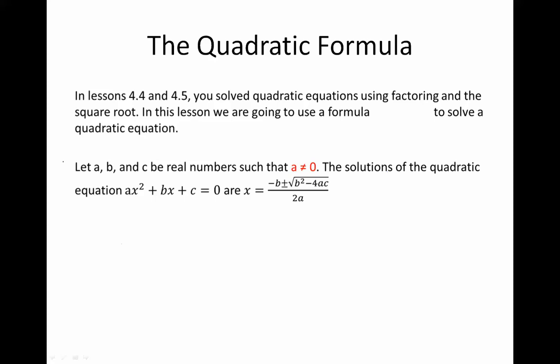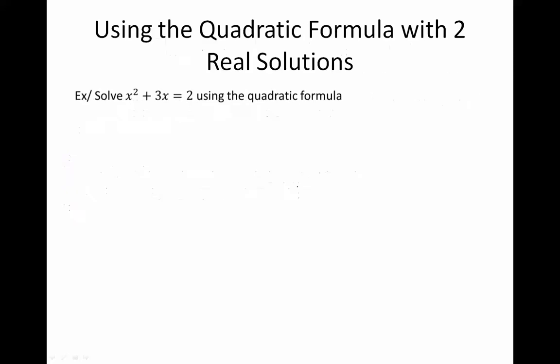So down here, we've got the definition of the formula. A, B, and C, the numbers, are real, and none of them are zero. The solutions of any quadratic equation in standard form can be expressed as negative b plus or minus the square root of b squared minus 4ac, all over 2a. So whatever values you have for a, b, and c, you plug them in over here, and then you simplify, okay? So let's go ahead and see an example of this formula in use.